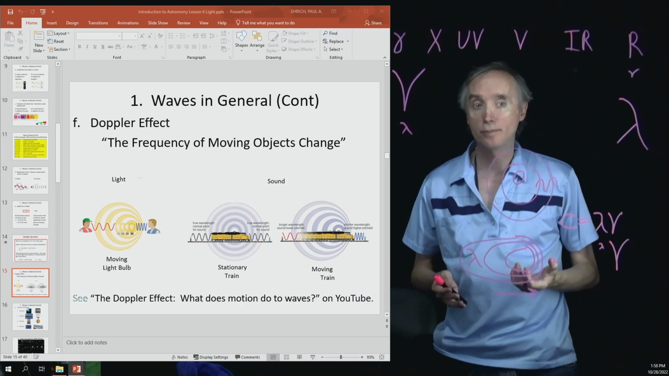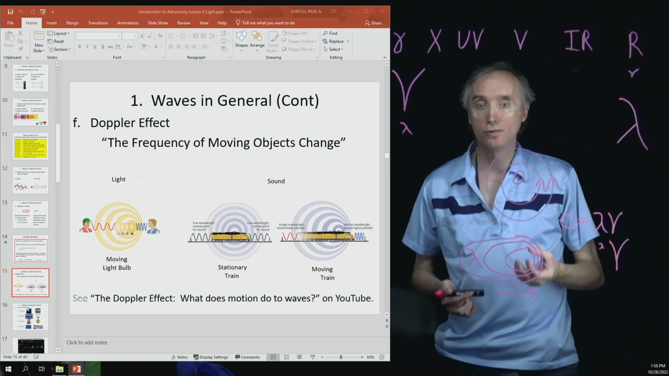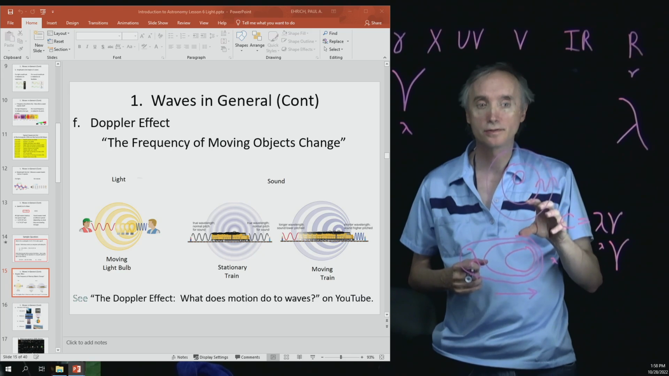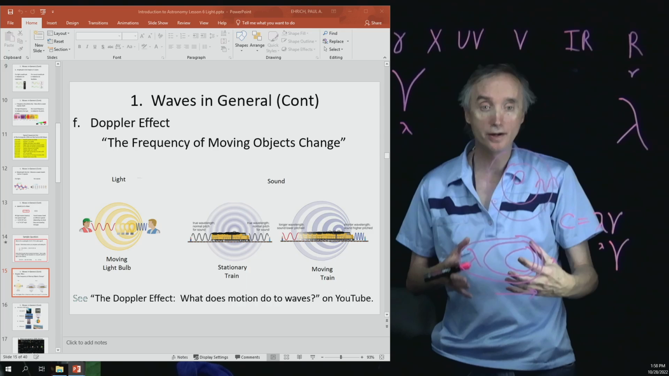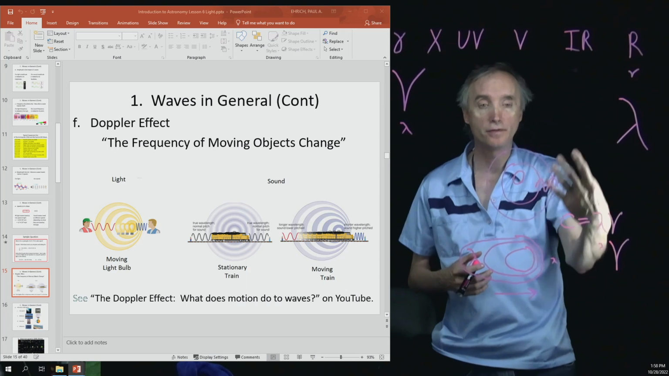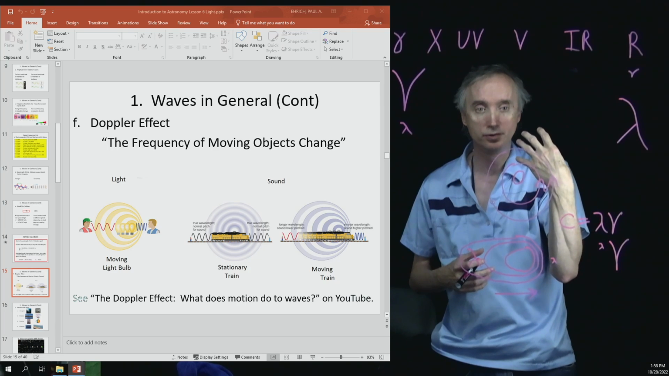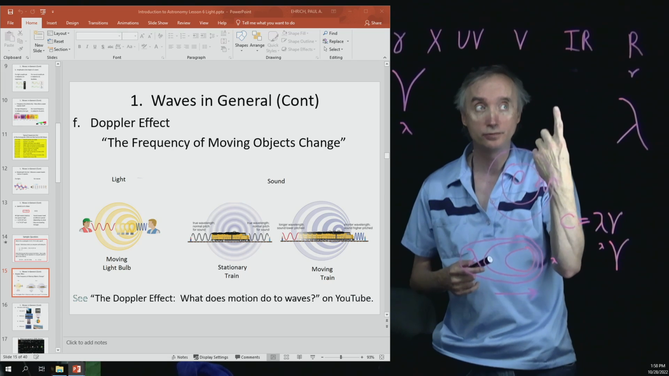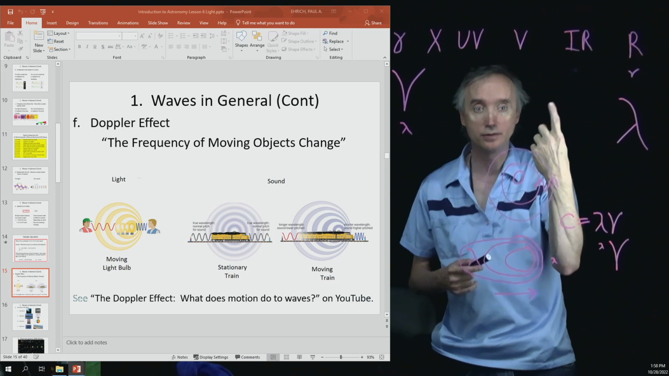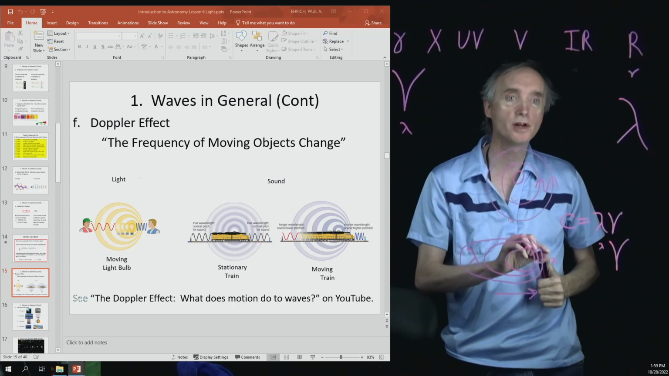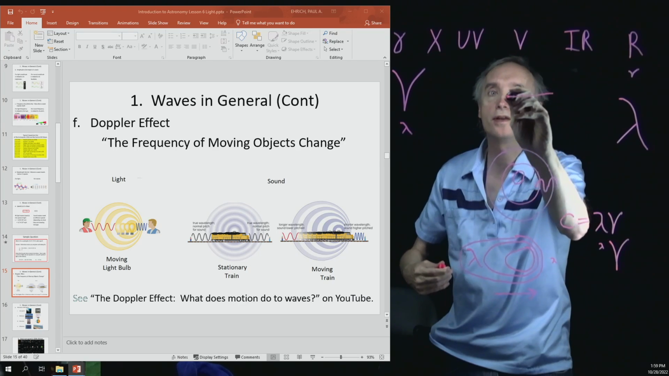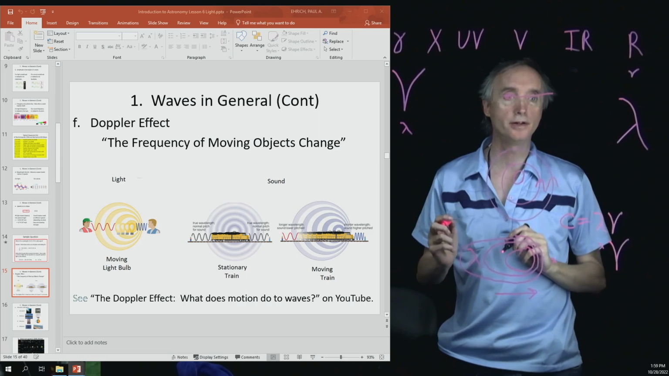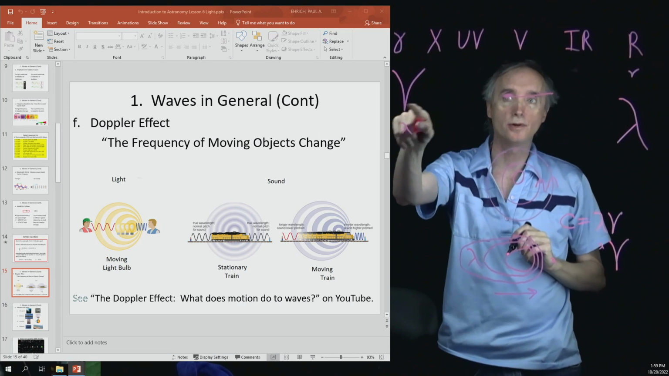But it also happens with light. So if the source of the light waves, like a star, is moving towards you, then that frequency is going to go up. Okay, now what does that mean? If the frequency goes up, that means we're going in that direction, right? Okay, frequency is going up.